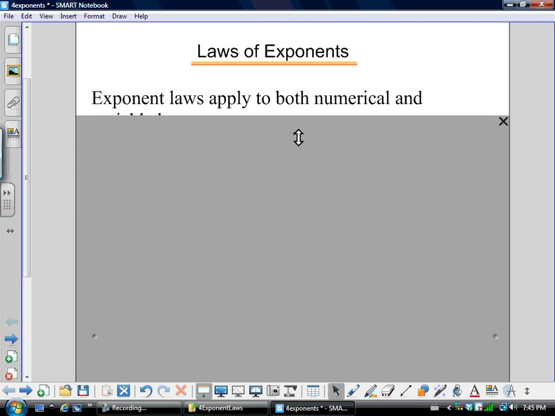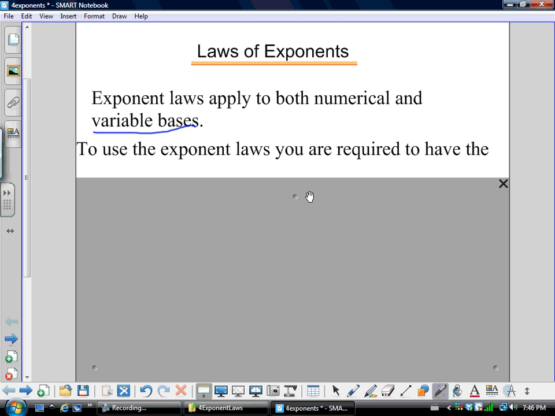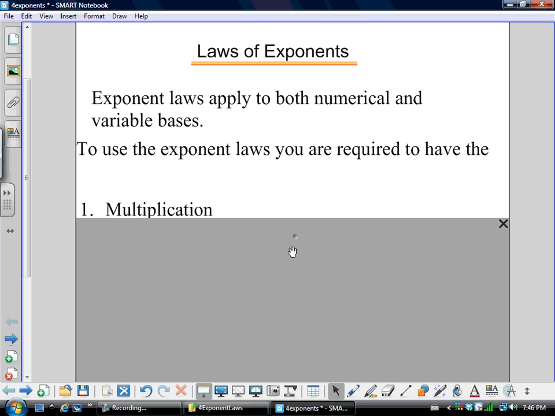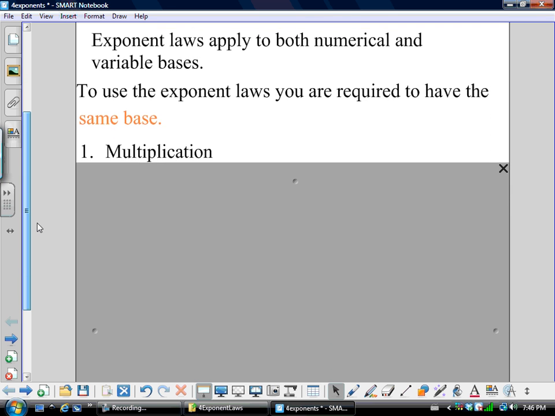First of all, exponent laws apply to both numerical and variable bases. So our bases could be numbers, or they could be variables like x's, y's, m's, whatever. It goes for both of them. Now, in order to use most of the exponent laws, you are required to have the same base. Remember we talked about bases and powers, so we need the same base for most of the exponent laws to work.